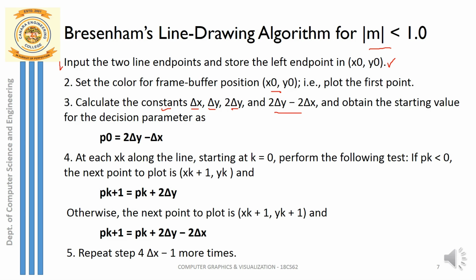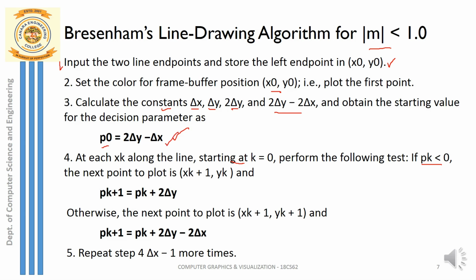And now we are ready to calculate the decision parameter, and the decision parameter formula is P naught equal to 2 delta y minus delta x. So this is our initial decision parameter formula. Once you calculate this, what are you supposed to do? At the next step, at each xk along the line, you start from the first iteration, k equal to 0, and now you check the conditions. So what is the condition that you have to check?